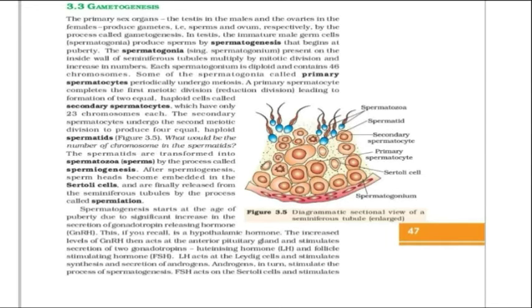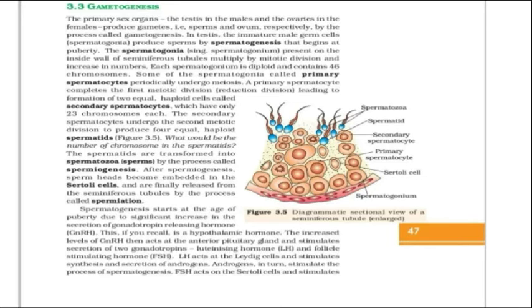3.3 Gametogenesis. The primary sex organs, the testes in the males and the ovaries in the females, produce gametes, that is sperm and ovum respectively, by the process called gametogenesis. In testes, the immature male germ cells, also known as spermatogonia, produce sperms by spermatogenesis that begins at puberty. The spermatogonia, singular spermatogonium, present on the inside wall of seminiferous tubules, multiply by mitotic division and increase in numbers.